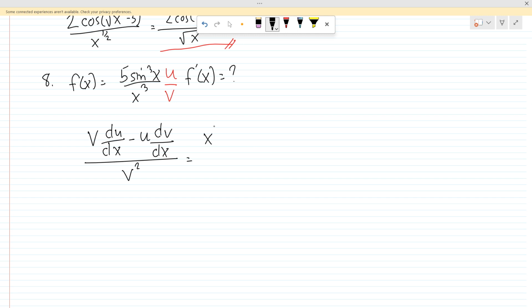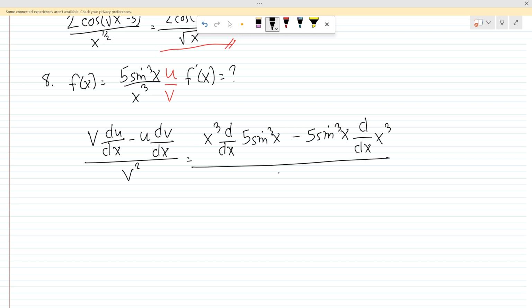That is x cubed. Then d over dx of what? Our u is 5 sine cube of x. Then minus u, which is 5 sine cube of x. Then we have d over dx of our v, which is x cube, all over x cube quantity squared. Can you still follow, guys? If not, sir, please repeat a little.